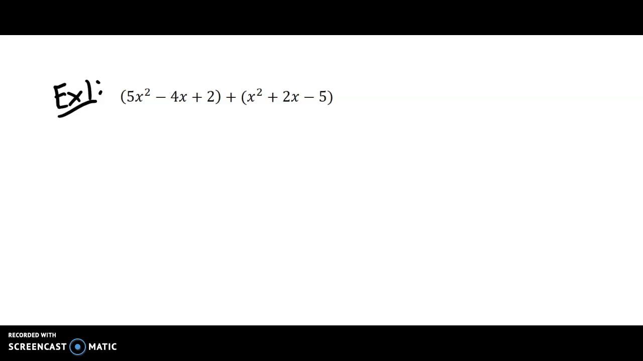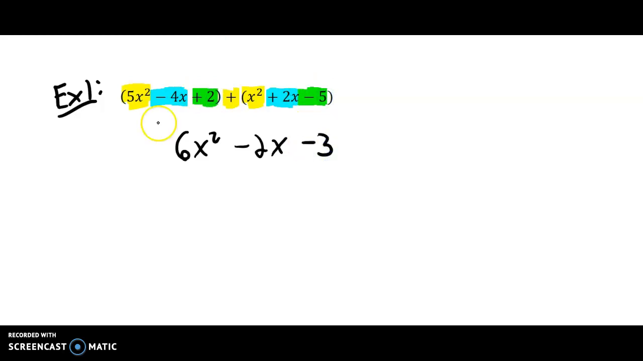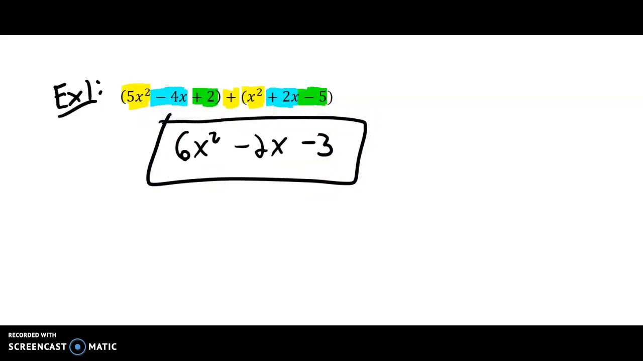Okay, so first, we're adding these two things. Great, so now I know how to compare the two parentheses. I've got a 5x squared and an x squared. Great, 6x squared. Only x squared can combine with x squared. Only x with x, and only numbers with numbers. And I've got negative 4x plus 2x is negative 2x. And then last, I have positive 2 minus 5, negative 3. All we're doing here is simplifying.